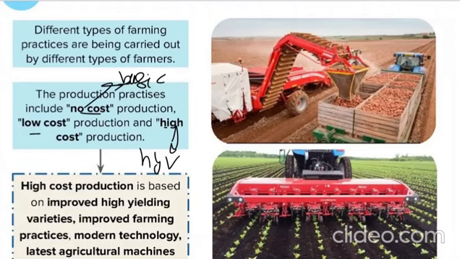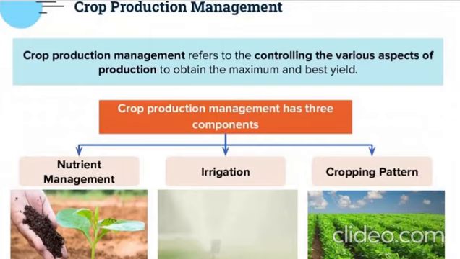High cost production is based upon high yielding varieties, more and more farming practices, usage of modern technologies and the latest agriculture machines. In no cost, we use simple handmade tools, your family is operating and everything, but in high cost, you take help of labor and make use of many high technologies. Okay, that is high cost production.